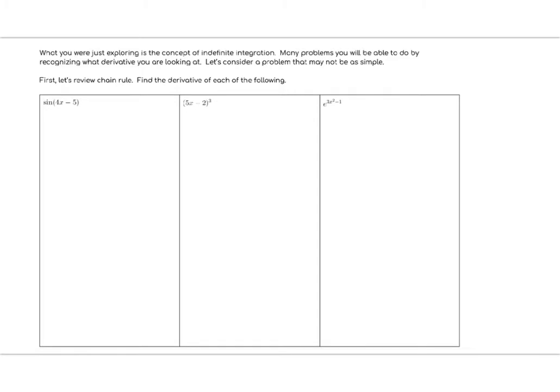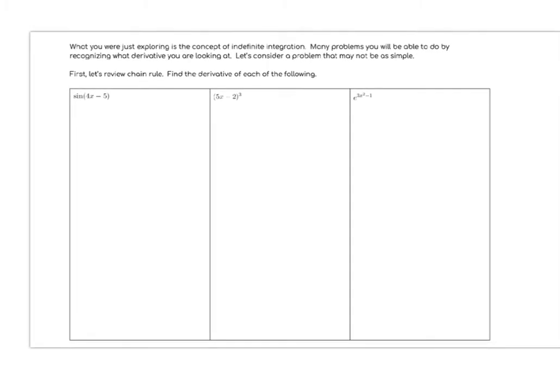All right, so now we got to go a little bit harder here, because we're doing the same thing, but we're going to be adding some complexity. So we're going to review some stuff as far as chain rule. And first we're going to take the derivatives of each of these things. The derivative of sine of 4x minus 5, well, that's going to be cosine of 4x minus 5, and then multiplied by the derivative of the inside. The derivative of the inside is 4.